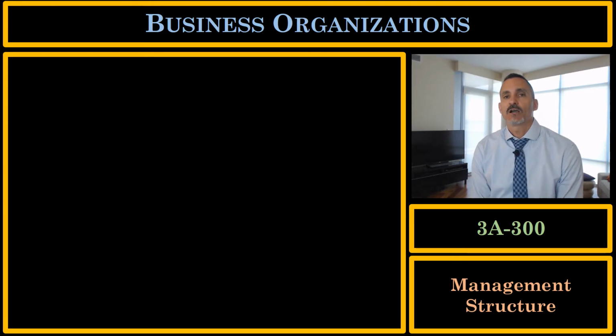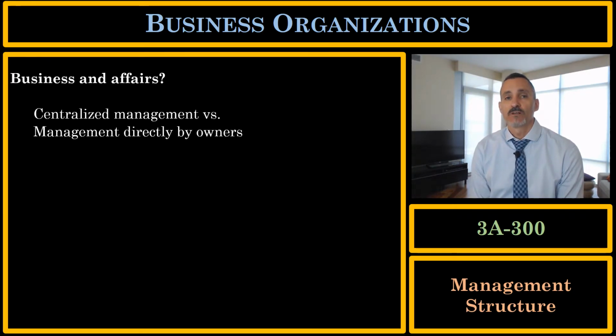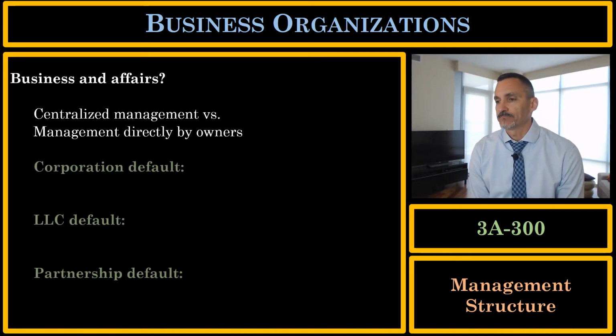All right, let's talk about the management structure of the different business organizations. Who will run the business and affairs of the business organization? Will there be centralized management, or will the owners, the equity holders, directly manage the business and affairs themselves? Let's talk about the default rules for each of the three major business organizations.